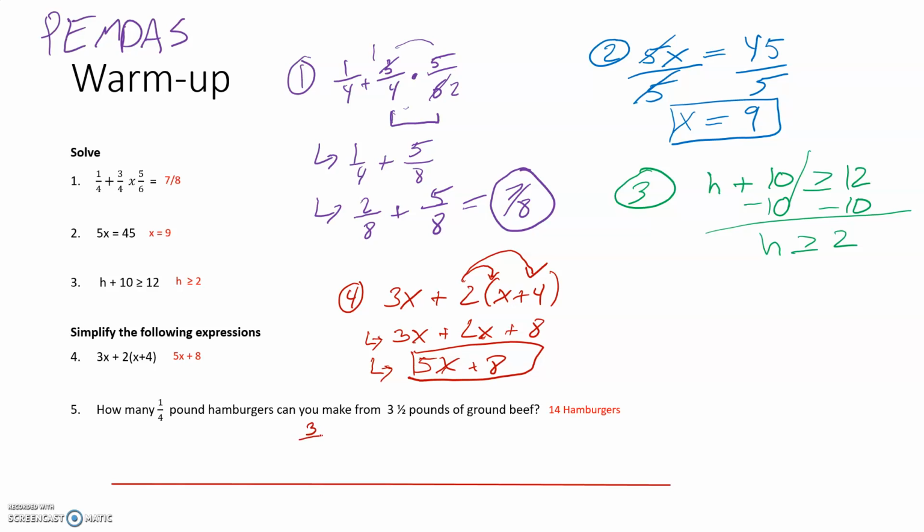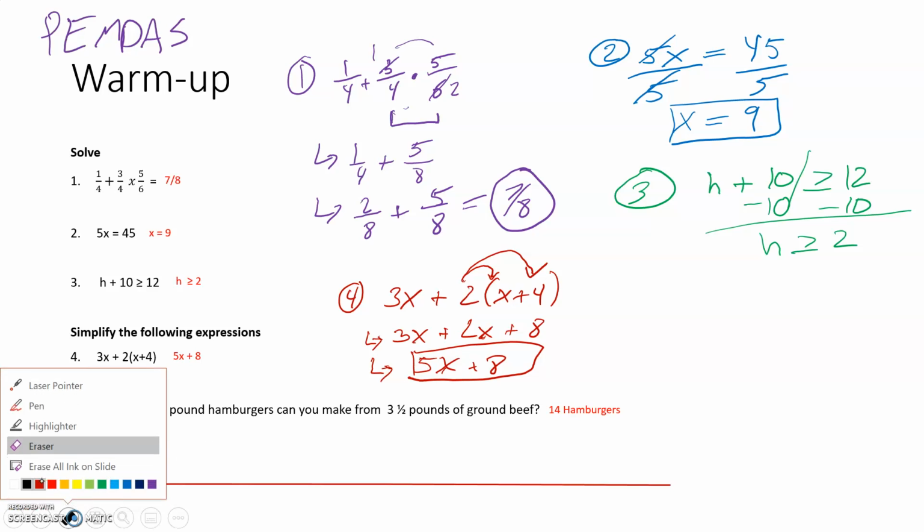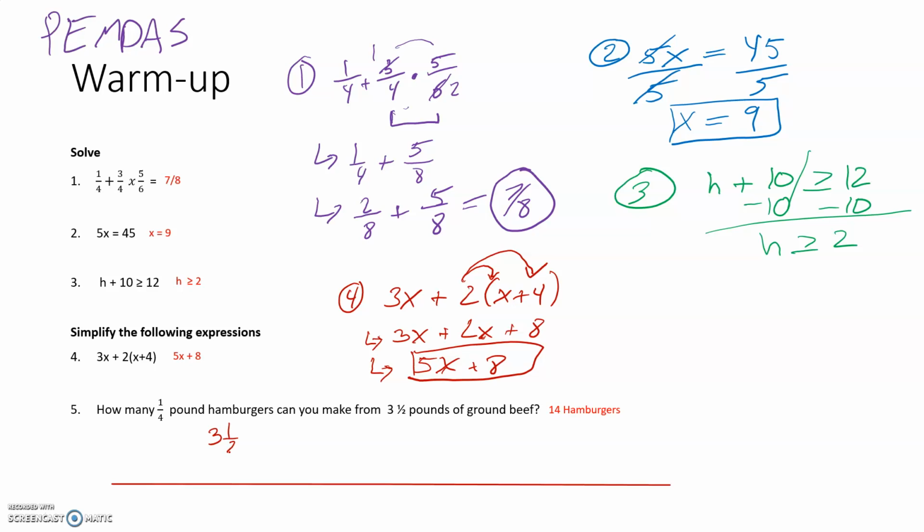And so I have 3.5 divided by 1/4. All right, but before I solve that, I'm not gonna put equal. I'm just gonna put a little arrow to convert that. So 3.5 is 7/2 divided by 1/4.